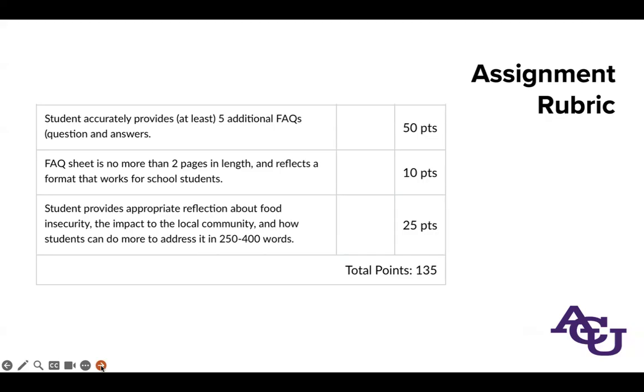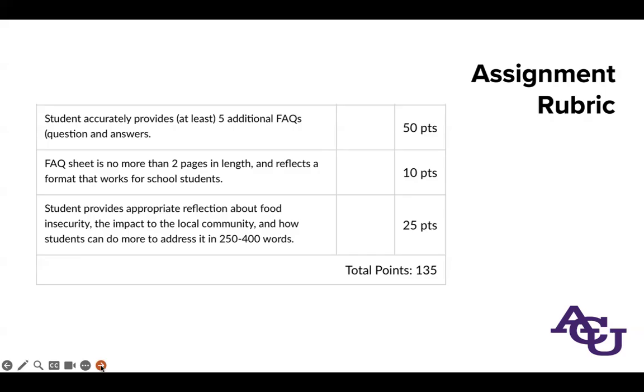So that's what's going on with this. Again, get involved. Come up with those at least 5 additional FAQs, the questions and answers, and be able to show that you've thought about this. You've thought about food insecurity, the impact to the local community, and how students can address this in no more than the 250 to 400 words that you're given.